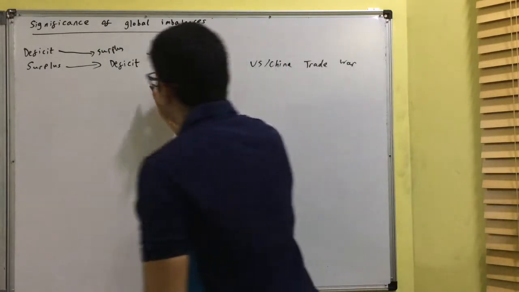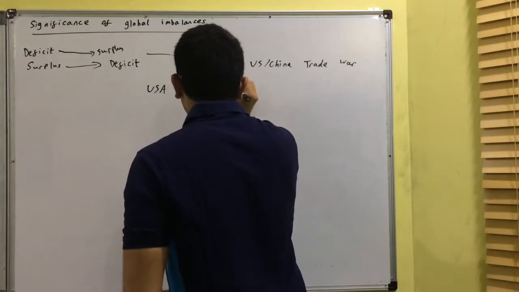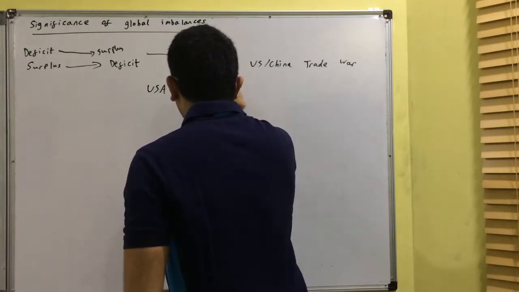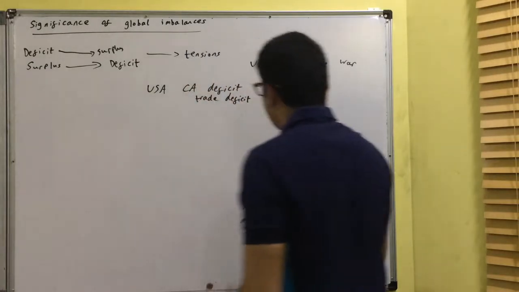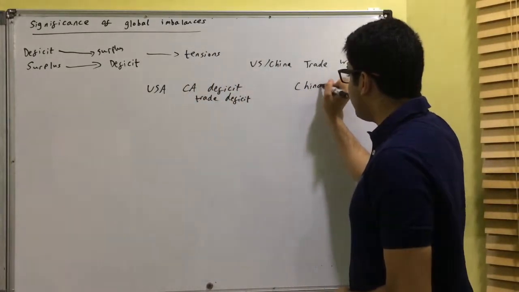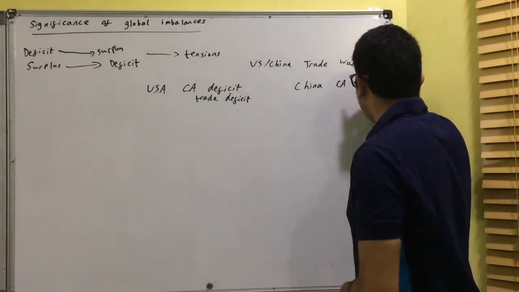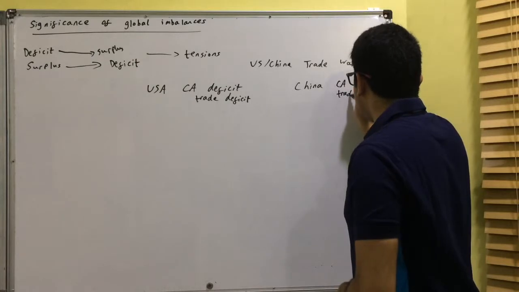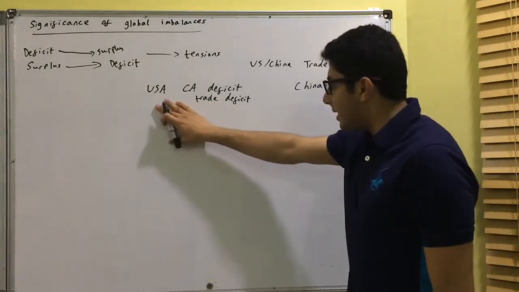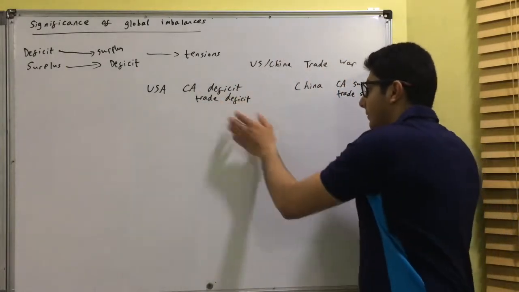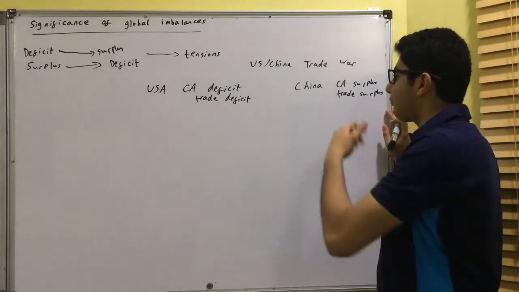Okay, the USA runs a persistent current account deficit, particularly in the balance of trade. China, however, runs a current account surplus, again, mainly due to the trade surplus that it has. So the USA with China has a trade deficit. China with the USA has a trade surplus.